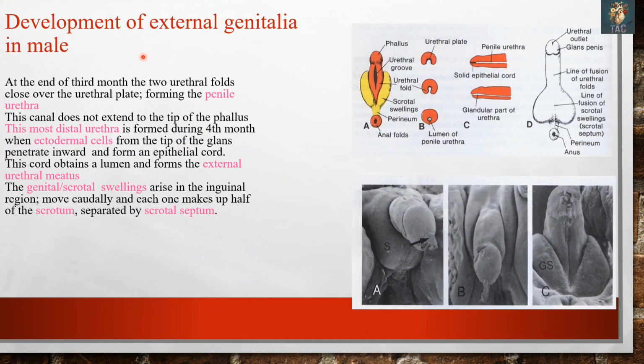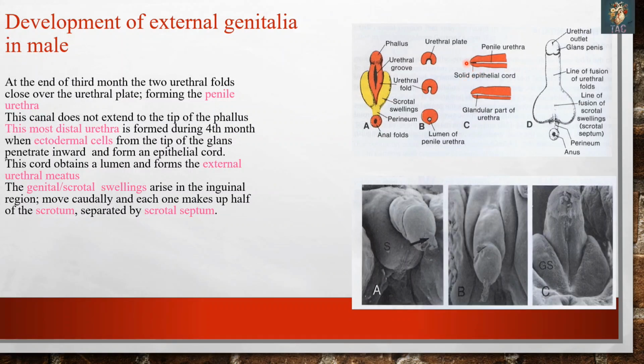So, in the development of the external genitalia in male, you can see that here the penile urethra is formed. This canal does not extend to the tip of the phallus. This is another very important point. Here you can see this penile urethra is not approaching the tip.